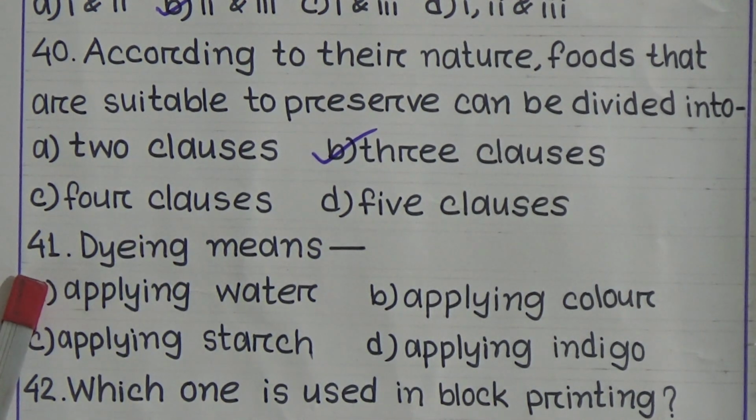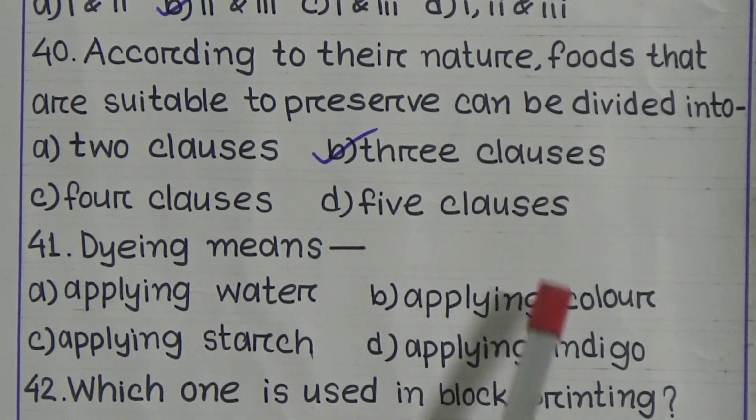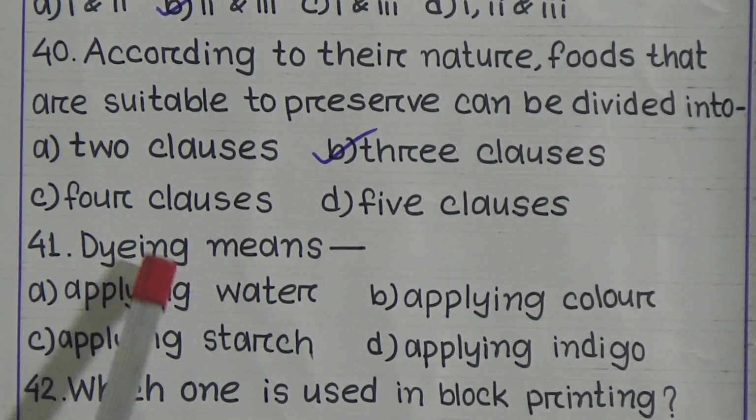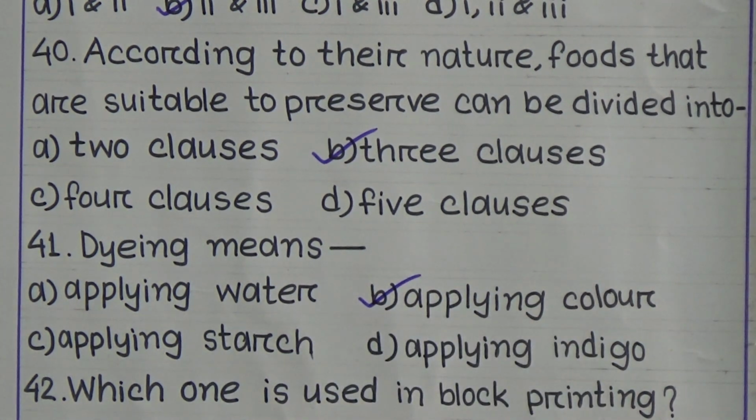Question number 41. Dyeing means applying water, applying color, applying starch, applying indigo. This is very easy. Dyeing means, I hope you all know that, applying color.